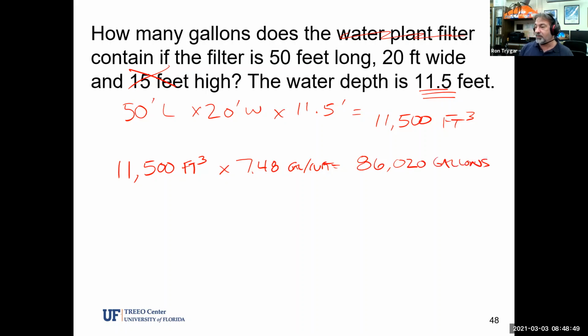There you go. So that's the final answer. This is the final number that we're looking for. So we have 86,020 total gallons in that filter. We don't care about the whole height of the filter. We just need the elevation of the water. So pay attention to that.